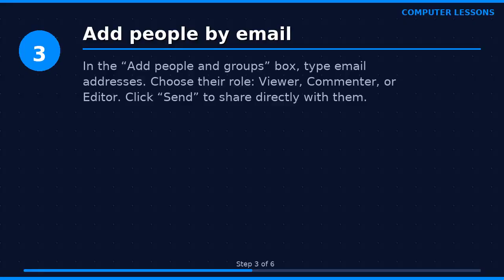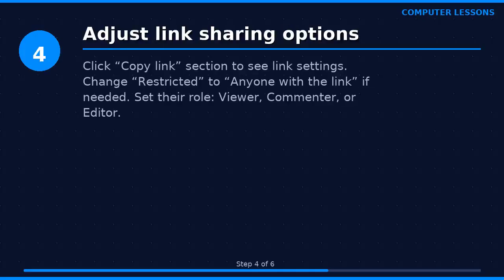If you're passing it to specific teammates, hit Add people and groups, start typing those email addresses, and set their role: viewer, commenter, or full-on editor. When you like the matchup, you hit Send, and they're in the game.